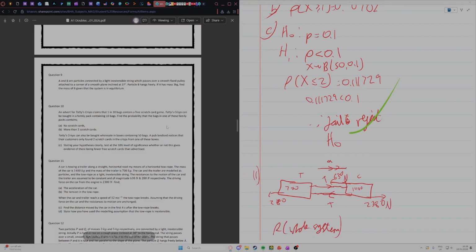I don't care anyway. Hypothesis test. This is just the reality of assignments now. We're going to have to start doing hypothesis tests, unfortunately. Null is that it's 0.1, which is the same, and then if you're thinking about the situation, realistically, the hypothetical person in this thing is saying that it's a scam, so it's going to be less than. But you can just read the thing. Pub landlord notices that their customers only found 2. Gives evidence of there being fewer, so this is lower tail.